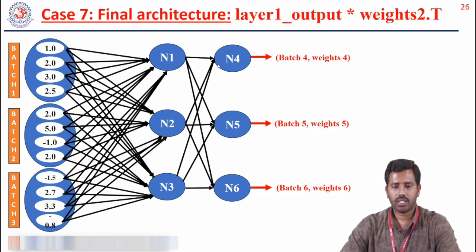If you observe, the next layer is also fully connected. Every neuron from the first hidden layer is connected to every neuron in the next hidden layer. So n1 is mapped with n4, n5, n6, n2 is also mapped with n4, n5, n6, and n3 is also mapped with n4, n5, n6. So that the final output will be batch 4. Why batch 4? The layer1_output, I'm calling it batch 4, batch 5, batch 6. It will be applied on every vector from weights2 dot transpose. I'm calling every column vector of that weights2 dot transpose, of 3 by 3 dimension, weight 4, weight 5, and weight 6.